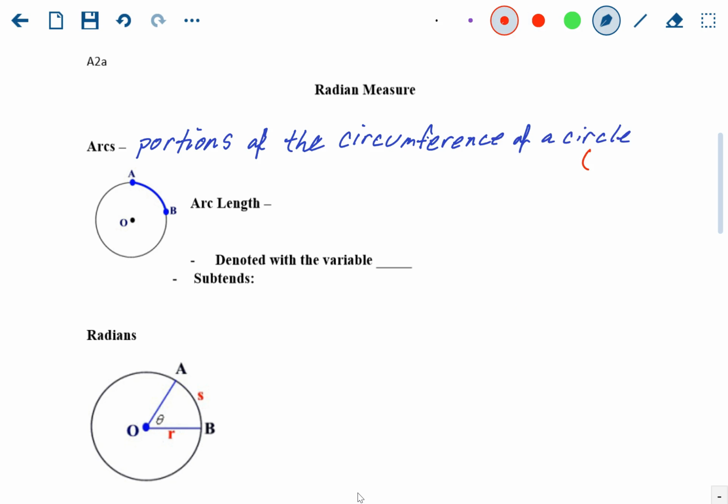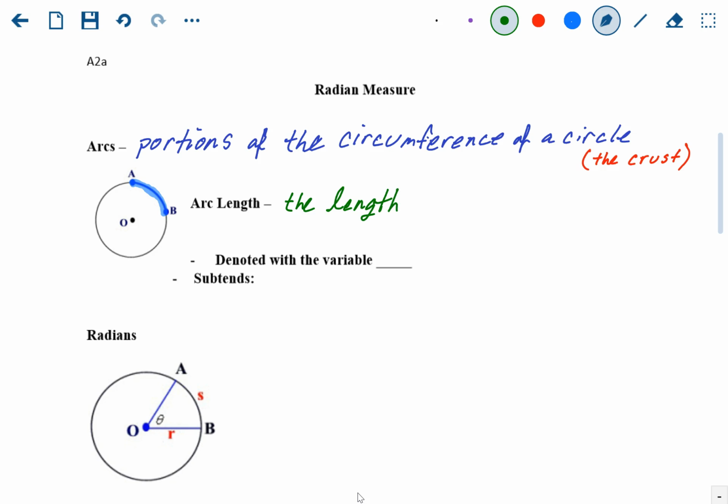I like to think of it as the crust of a pizza. You have a slice of pizza, the crust is that outer part. That's our arc. So on this circle between A and B is an arc. Technically the entire circle itself is an arc as well. The entire circumference can be an arc. But just 2 points between them is the arc.